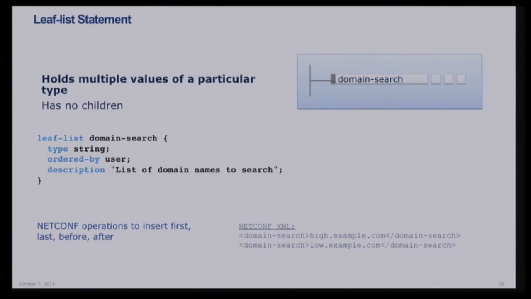Leaf lists, so multiple values of a particular type. If you allow for many IP addresses on the interface, then you would have a leaf list of type IP address, right? In this case, domain search, type string. There's ordering to this, right? Some leaf lists need ordering. So you can either have system-ordered or user-ordered, depending on the nature of the data itself. And of course, there are operations then in ordered lists to insert things first, last, or before or after particular members of the list.